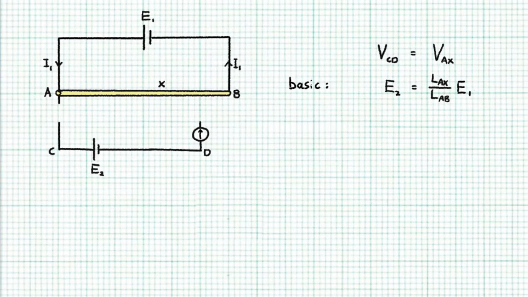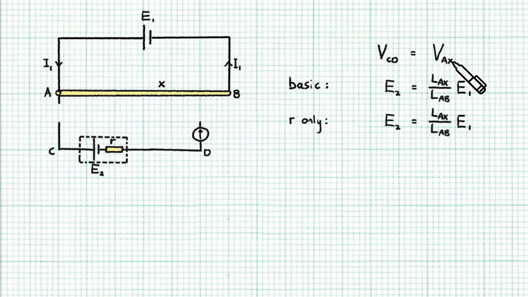Alright, let's start with E2 having an internal resistance small r. Now is this going to affect the balance length? Nope, because there's no current flowing in the secondary circuit. So there's no PD across the internal resistance, and therefore VCD is still equal to E2. So our VCD equals VAX equation is still going to look the same. So whether there's internal resistance or not, the balance length is still the same.